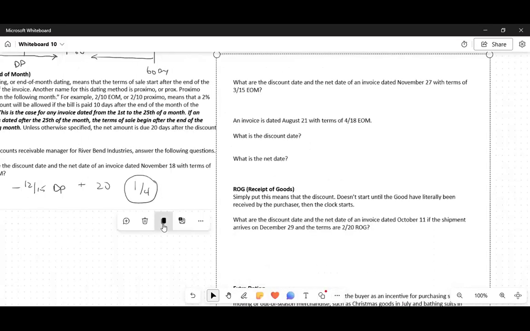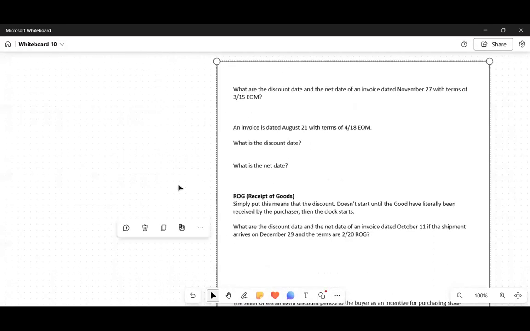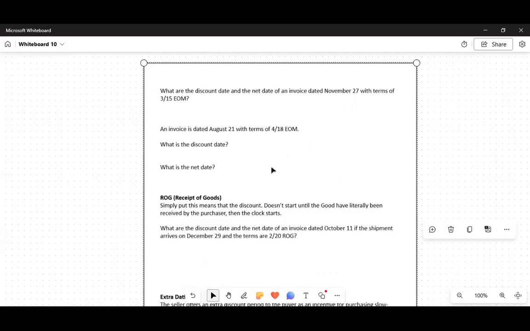However, if you notice here, we'll delete this. What are the discount date and rate if it's dated November 27th? So November 27th is after the 25th of the month, and it's the same terms. It's just when the invoice is dated. So this means that you would not start at the beginning of the next month, December, but at the beginning of the month after, which would be January. So, in other words, it's 2 months from the date, with whichever month you're in.